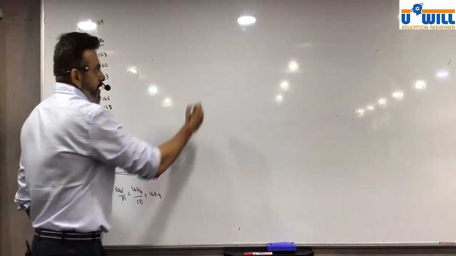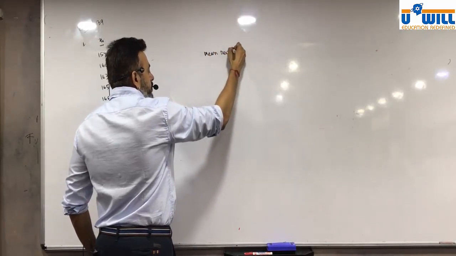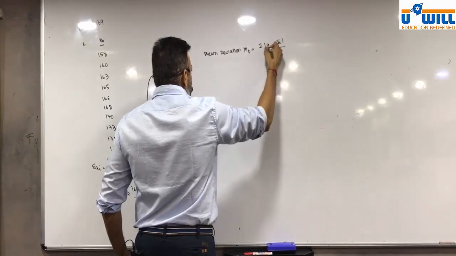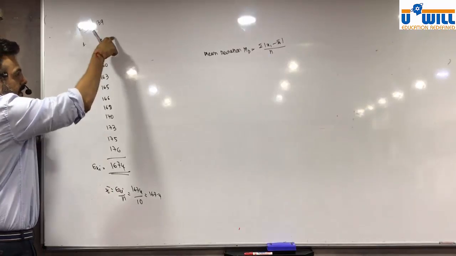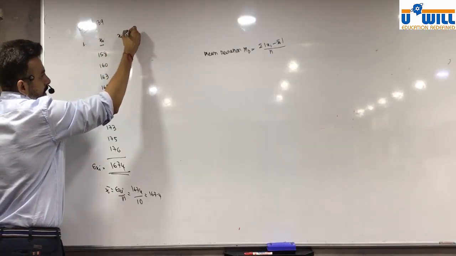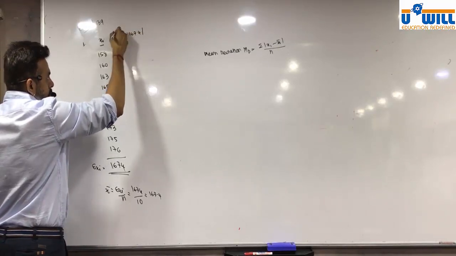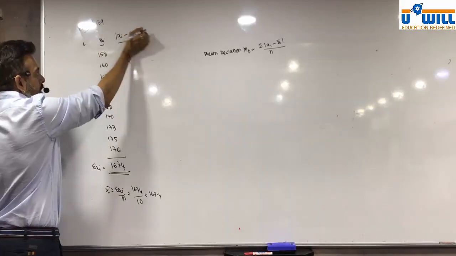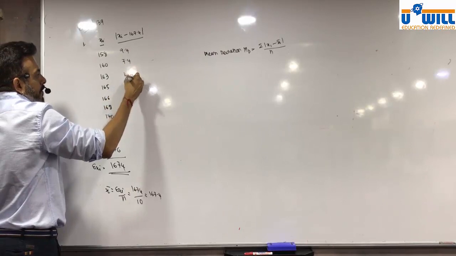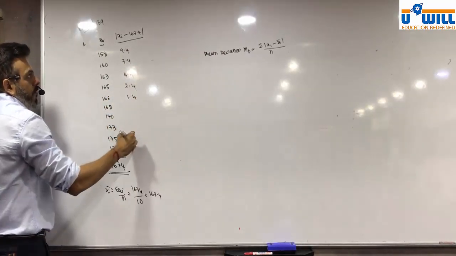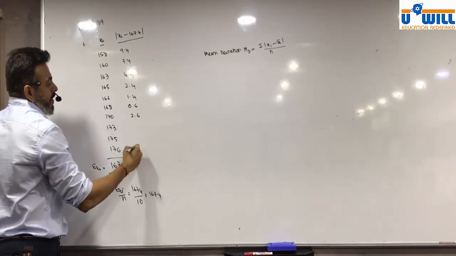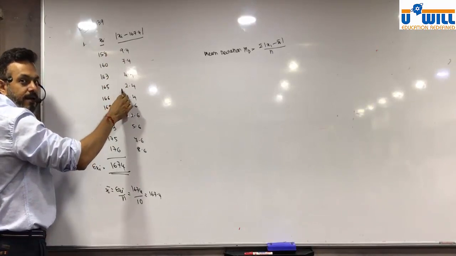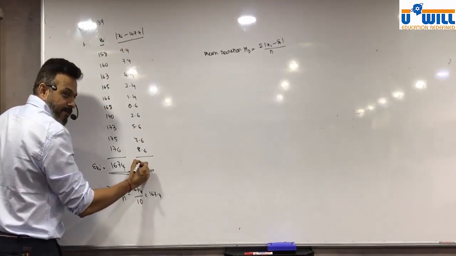Now the formula for mean deviation. Mean deviation is equal to sigma modulus xi minus x bar upon n. Now x bar find kar liya, these are xi, so now we have to find out xi minus x bar. X bar is 167.4, modulus, yani there will be no negative sign. Jo negative hai usko ignore karna hai, ignore the negative signs. 9.4, 7.4, 4.4, 2.4, 1.4, 0.6, 2.6, 5.6, 7.6, 8.6. These were all negative, we ignore the negative sign, that is modulus. The total is exactly 50.